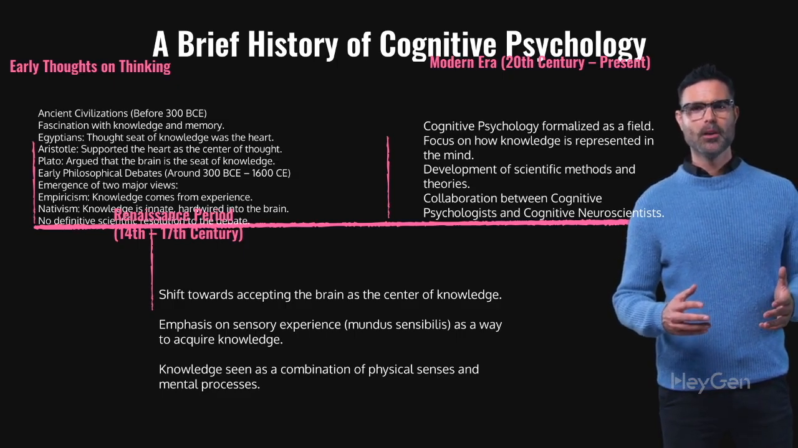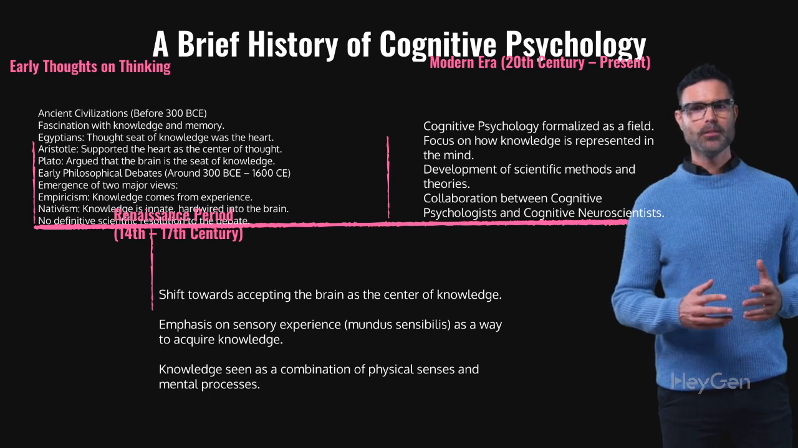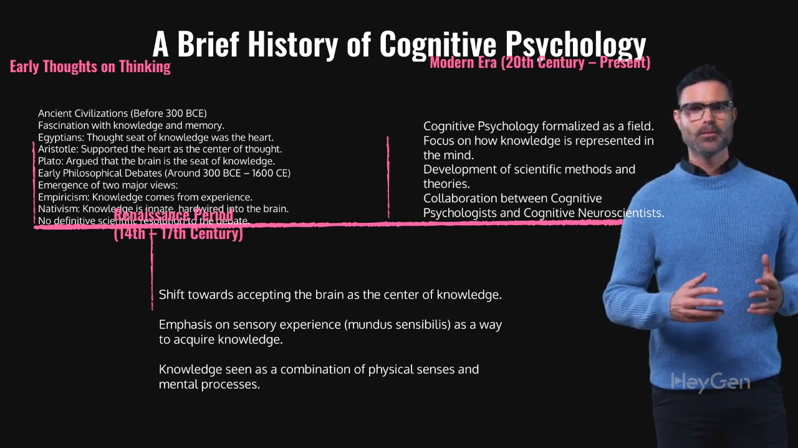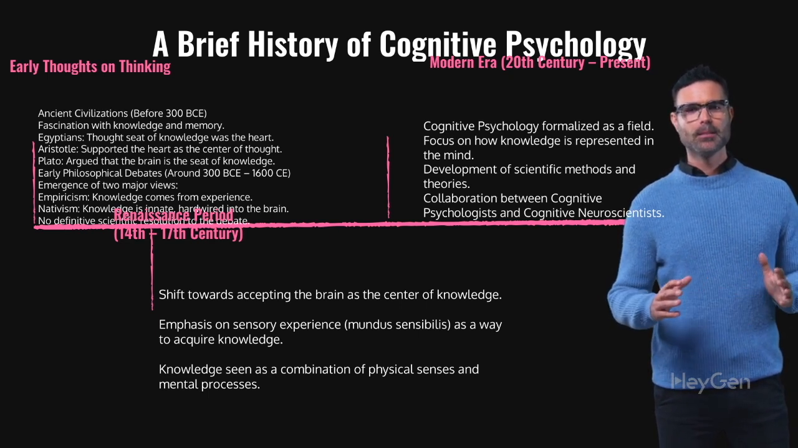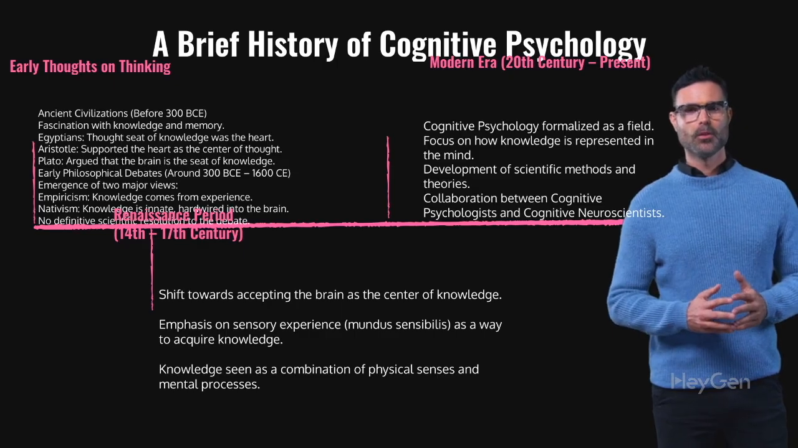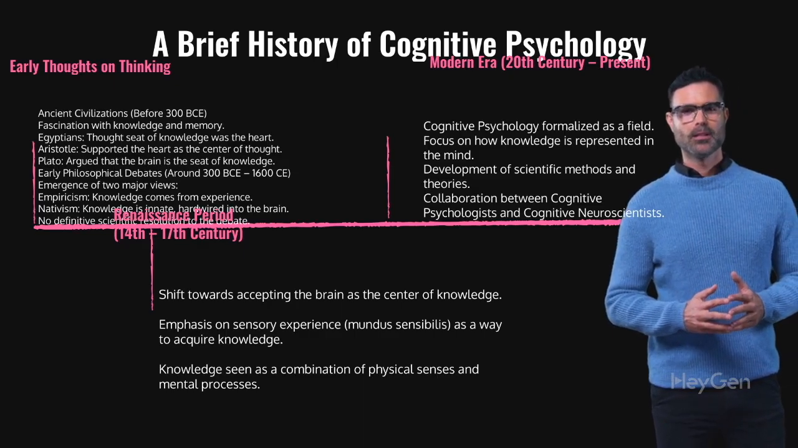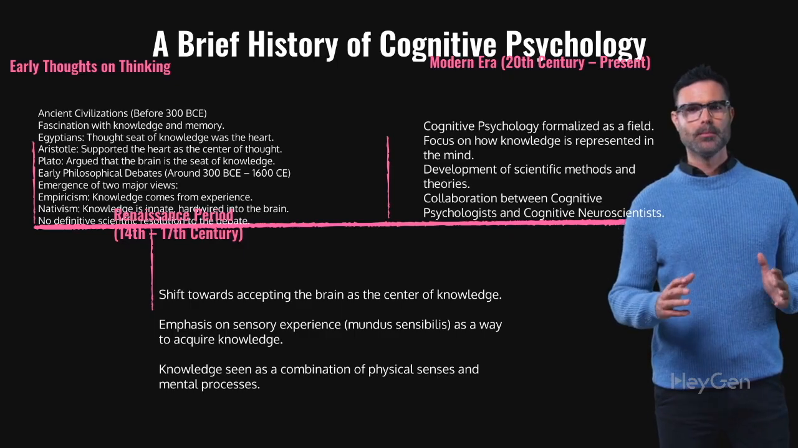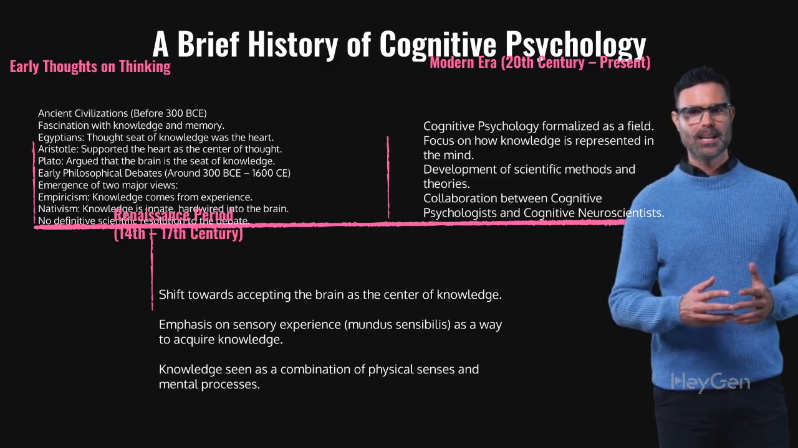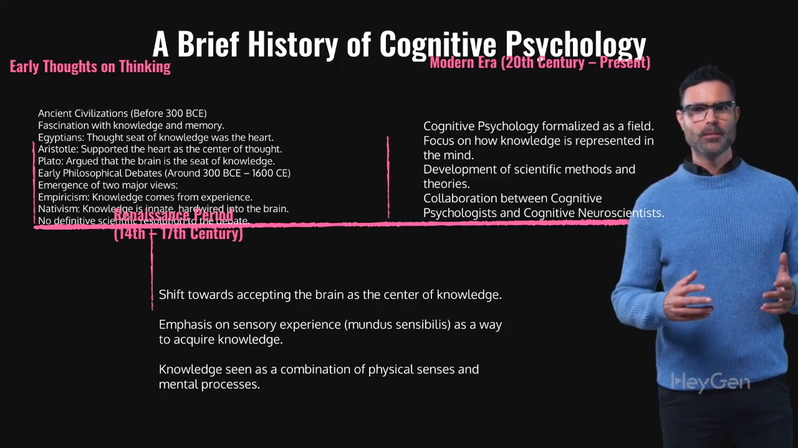If we look back at ancient civilizations, we find evidence of early curiosity about the nature of knowledge. Ancient Egyptian hieroglyphics suggest that Egyptians believed the heart was the seat of thought and memory. This idea was echoed by the early Greek philosopher Aristotle, who also believed that knowledge resided in the heart. However, Plato disagreed. He proposed that it was the brain that served as the true locus of knowledge and thought. These early ideas laid the groundwork for how later thinkers would approach the mysteries of cognition.